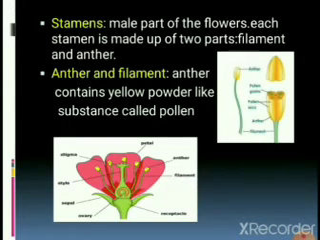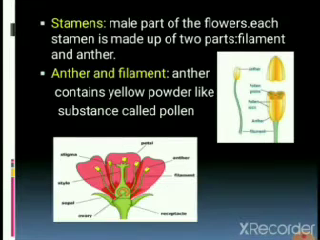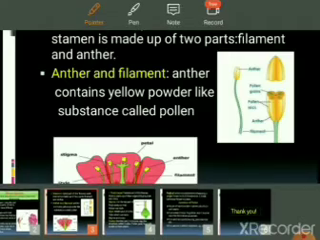A flower also contains male and female reproductive parts. So what are stamens? Stamens are the male part of a flower. Each stamen is made up of two parts, filament and anther. As you can see in this picture, this portion is a stamen. A thin thread-like structure is going up and a yellow portion is there. This is the stamen.